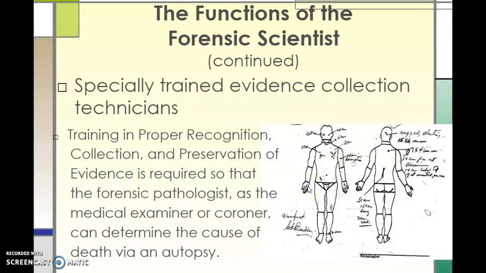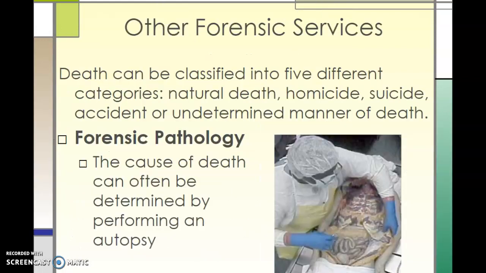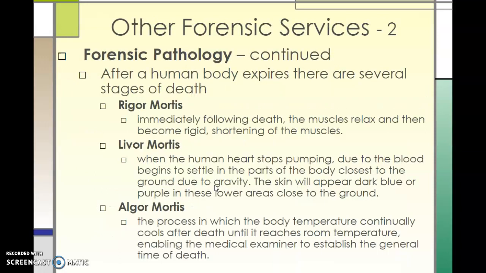Specifically trained evidence collection technicians are the people who actually go out into the field and preserve the evidence and bring it back to the medical examiner or coroner to determine the cause of the death, or autopsy. And then forensic pathology would be the study of what caused death, which would be a coroner, somebody who actually studies why somebody died. They would perform autopsies.